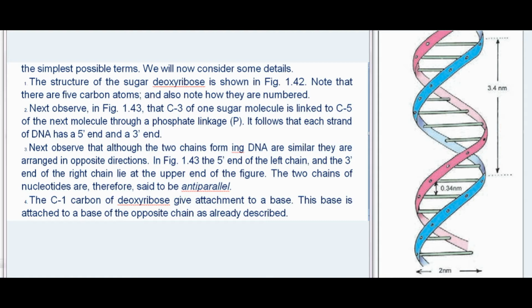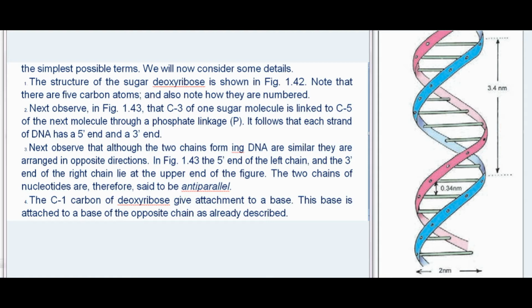Next observe that although the two chains forming DNA are similar, they are arranged in opposite directions. In Fig 1.43, the 5' end of the left chain, and the 3' end of the right chain lie at the upper end of the figure. The two chains of nucleotides are, therefore, said to be antiparallel.